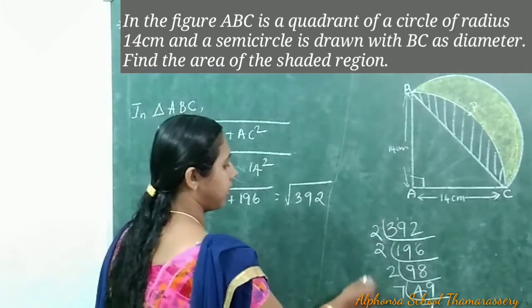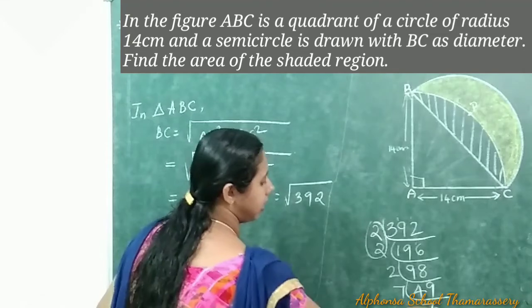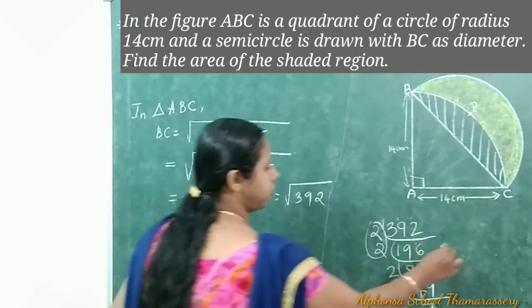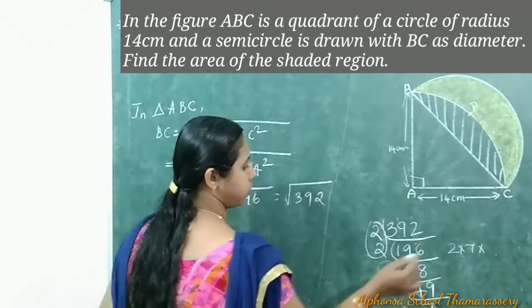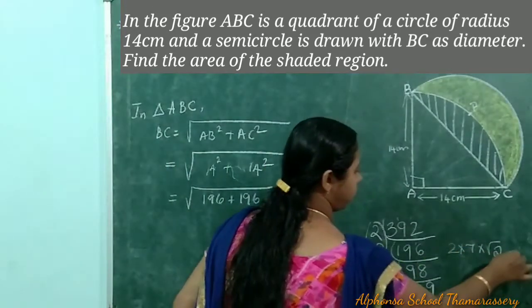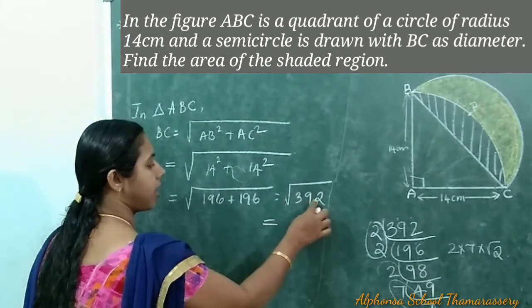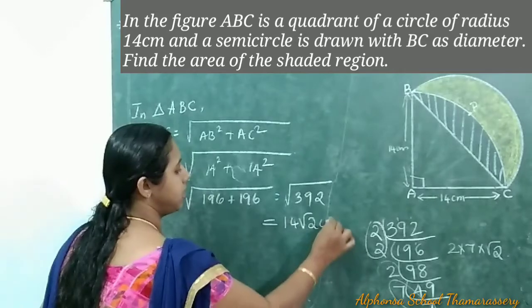So we can make pairs. In this pair we can take one 2, from this pair we can take one 7. So 2 into 7 into, there is no pair for this 2, so we can write it as root 2. So the square root of 392 is equal to 14 root 2 centimeter.